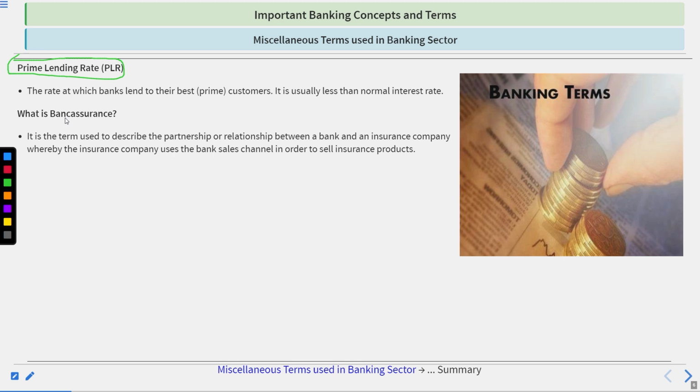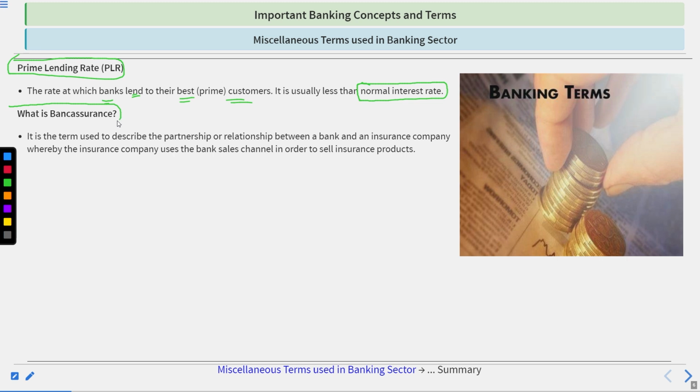So prime lending rates are those rates at which the bank gives loans or lends funds to their best or prime customers. It is usually less than the normal interest rate the bank charges other customers. For example, if the lending rate for other customers is 10%, then the prime lending rate would be nearly 8 or 7%, which is less than the normal interest rate, so that the bank can maintain a good relationship with their best or prime customers.